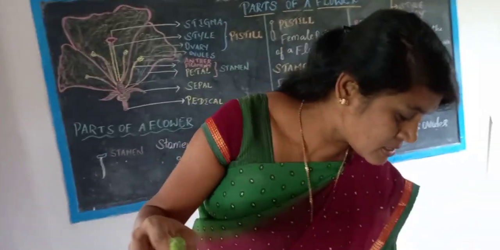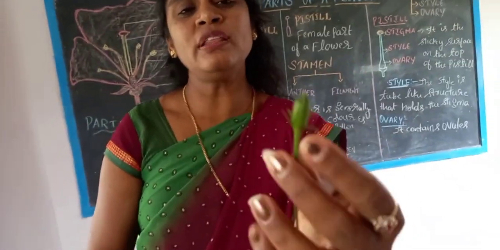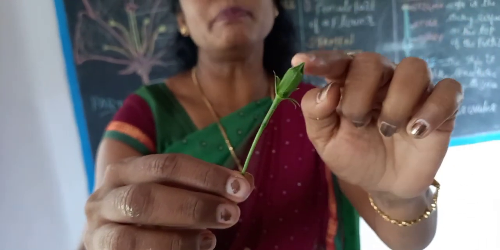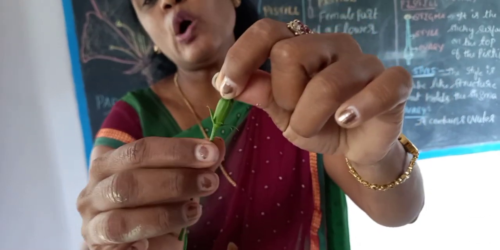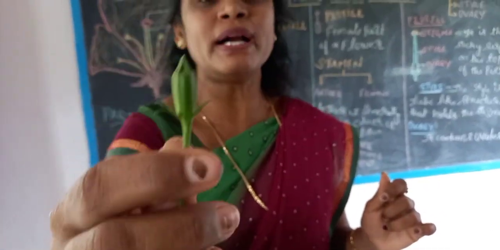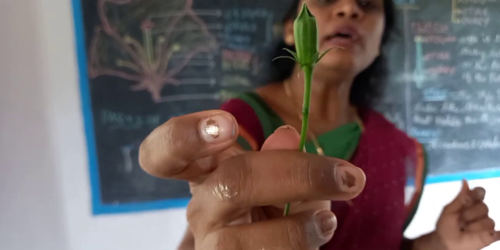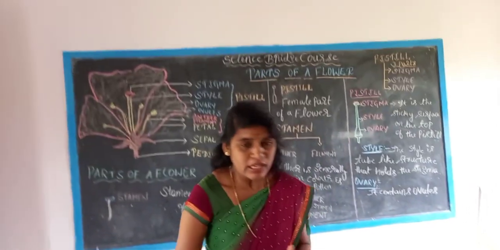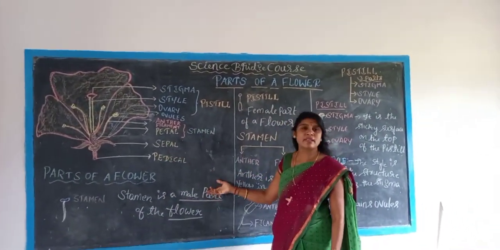See, in the hibiscus also, we can easily see it, like in the rose plant. This is a hibiscus bud. See how nicely the petals are closed. The sepals enclose the petals in the bud stage, and it is for the protection of the bud. Everybody got this? Okay.